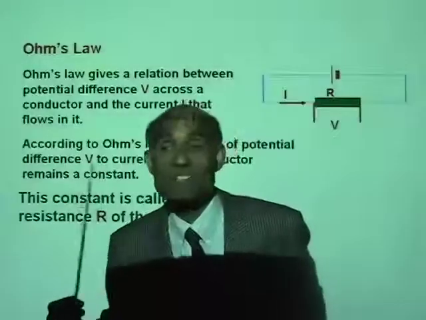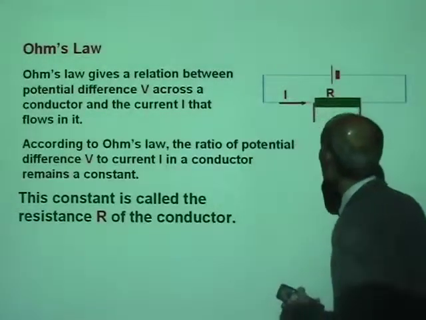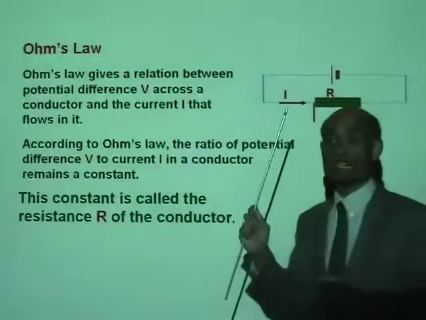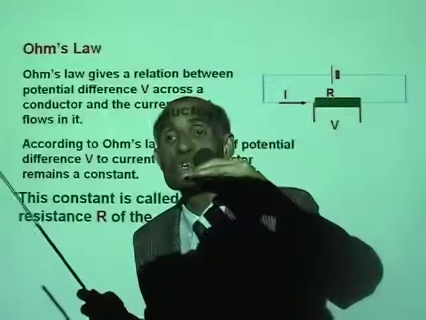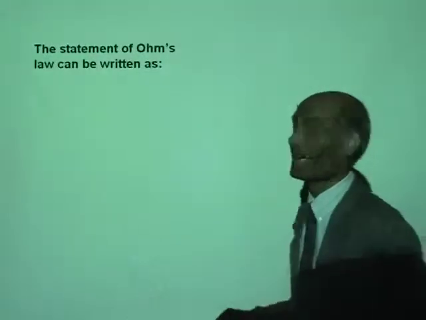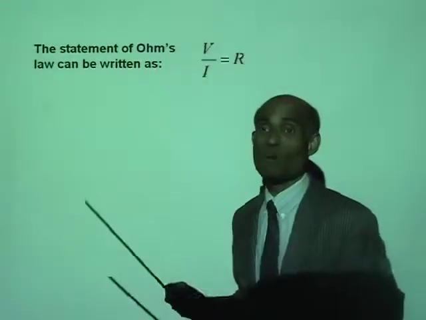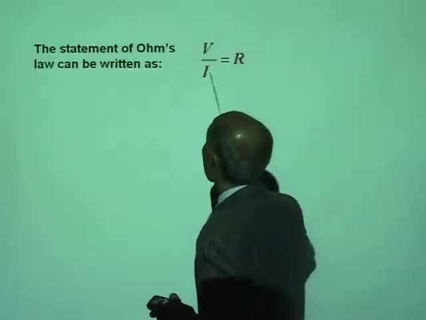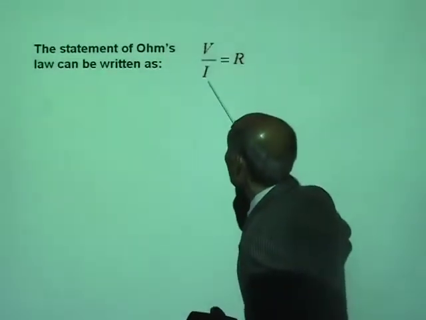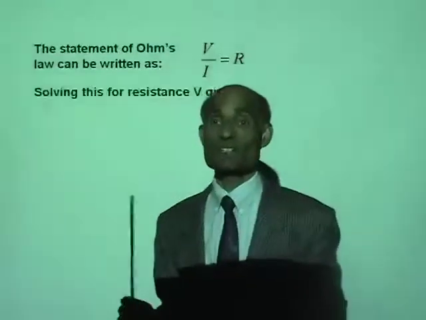And how do you measure that resistance? The resistance can be measured by measuring the potential difference between the ends and measuring the current that passes through the conductor, and dividing the potential difference by the current will give you the value of the resistance. Now, the statement of Ohm's law can be written: V divided by I equal to R. The ratio of potential difference to current remains a constant, and that constant is the resistance of the conductor.